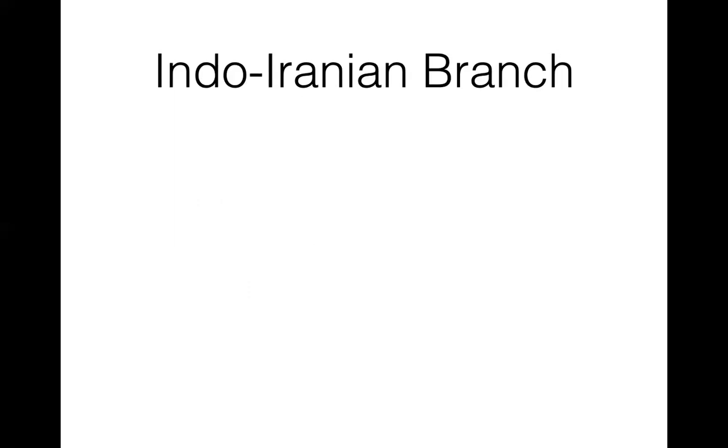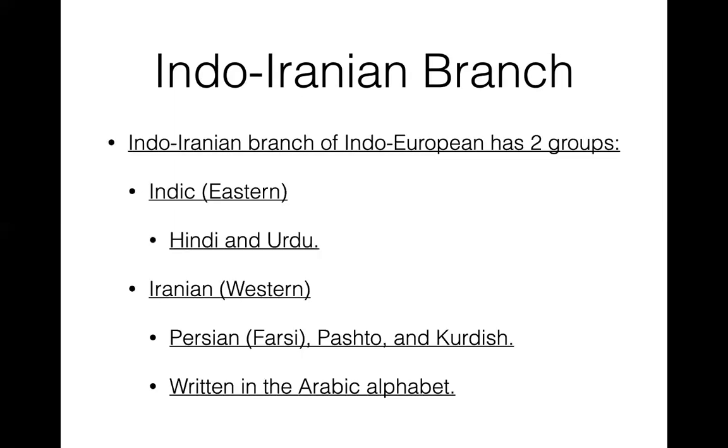All right, then the Indo-Iranian branch is basically two major groups. There's the Indic portion of it, which is Eastern. That's where India is. And that includes Hindi and Urdu, but Hindi especially, I mean, there's over 1 billion people who speak Hindi alone. So that's a big chunk of the Indo-European family. A big bunch of them speak Hindi, and that's why the count is over 3 billion.